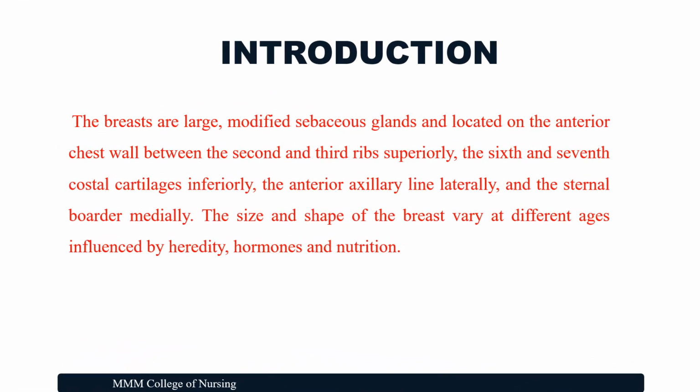The breast are the large modified sebaceous gland and it is located on the anterior chest wall between the second and third ribs superiorly, the sixth and seventh costal cartilages inferiorly, and the anterior axillary line laterally and the sternal border medially. The size and shape of the breast vary at different ages influenced by heredity, hormones and nutrition.